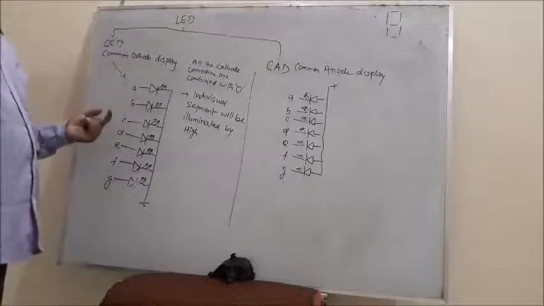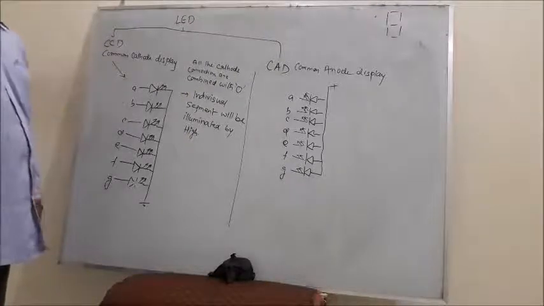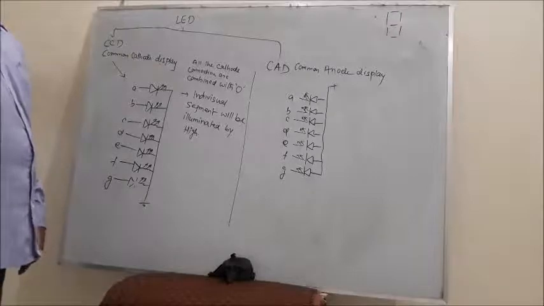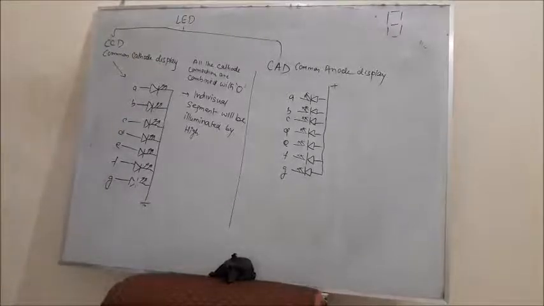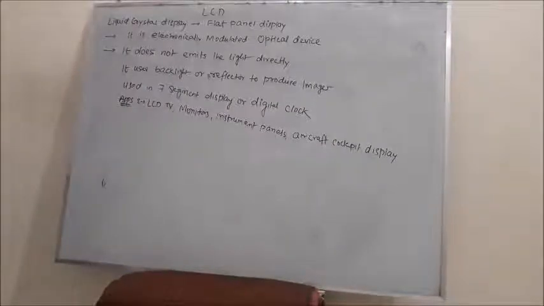They are very important in displaying the digital data. So let's discuss about LCD, right? The full form of LCD is liquid crystal display. It is basically a flat panel display, which is also known as electronically modulated optical device, right? It is also known as electronically modulated optical device.